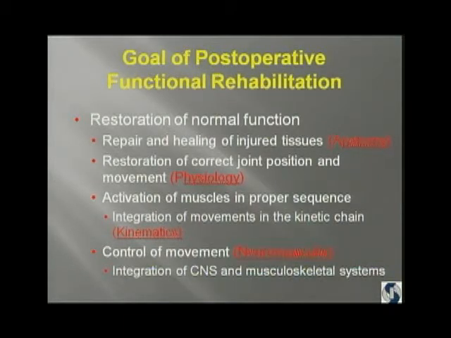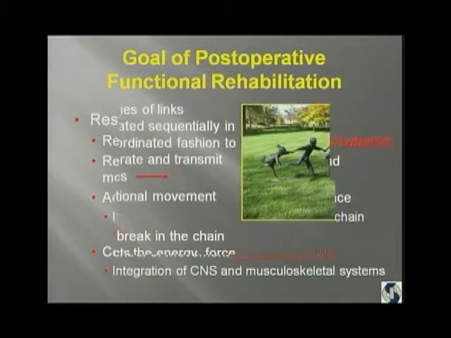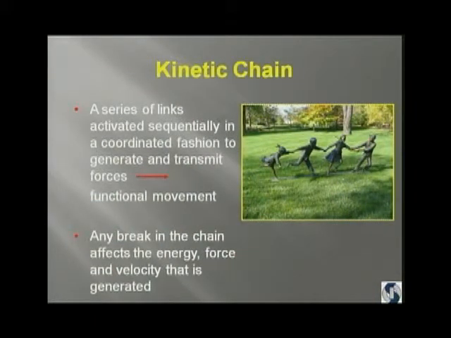To restore the physiology, you want to get correct joint position and movement. The kinematics are restored by integrating the movements of the kinetic chain. And then the neuromuscular is controlling the movement and integrating the central nervous system with the musculoskeletal system. You've been hearing about kinetic chain.